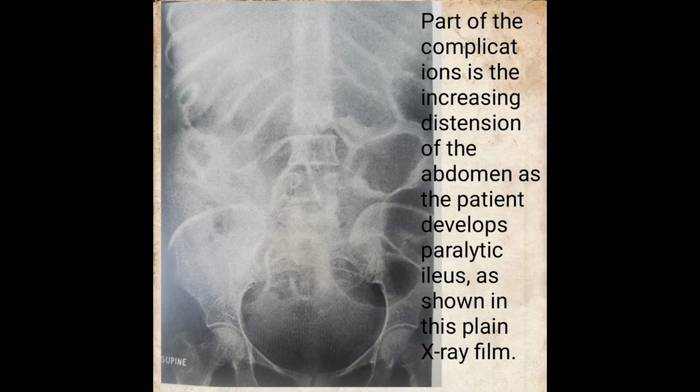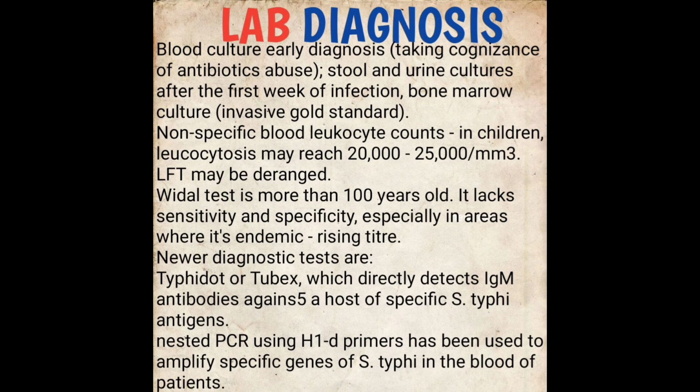This plain X-ray shows part of the complications, such as the increasing distension of the abdomen. You start seeing the stomach swelling as the patient develops paralytic ileus. You can see the ileum, the region where you can also see the spinal cord and all these in the plain X-ray film. Yeah, the laboratory diagnosis is very important.